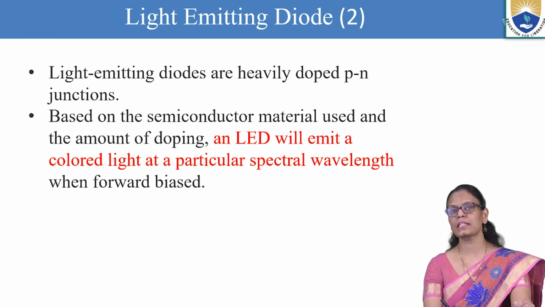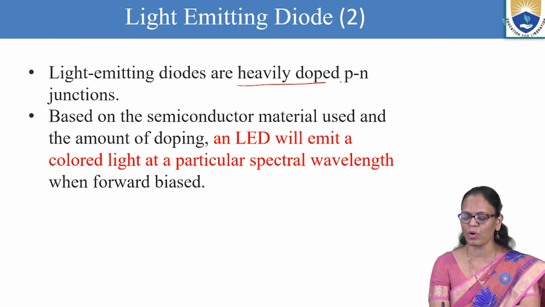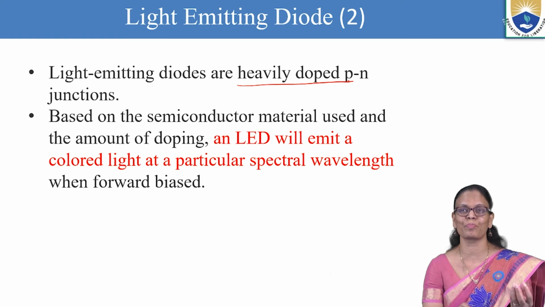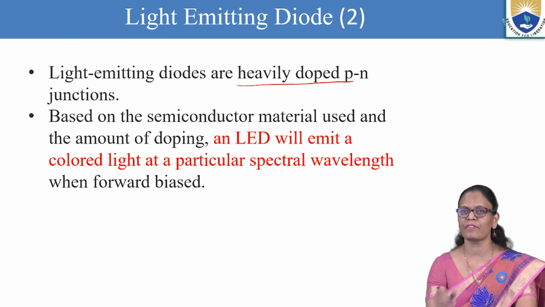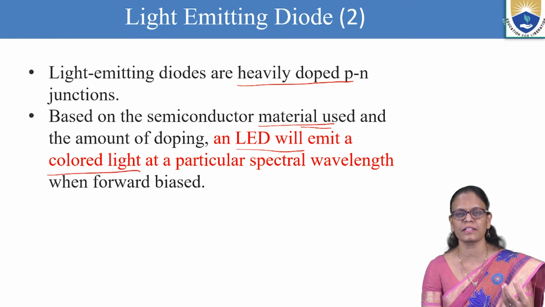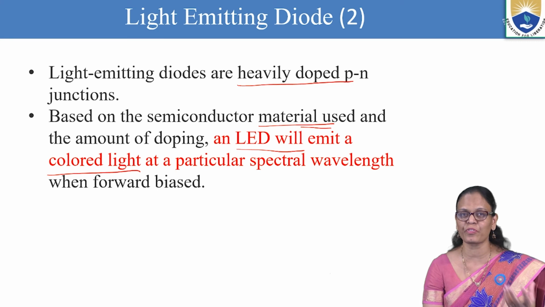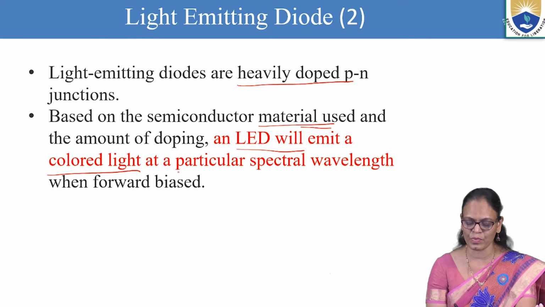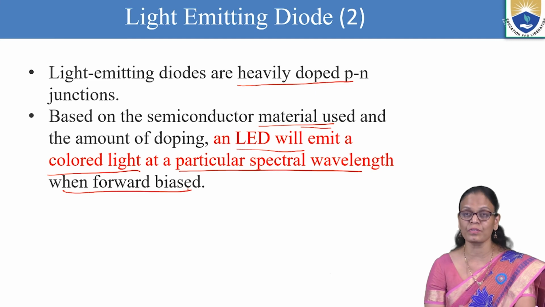Now, when we see these light emitting diodes, they are heavily doped. They are special types of PN junction diodes that are heavily doped. Depending upon the material that we are using, LEDs will emit light in different colors, because whenever we see these LEDs in the market, they are available in different colors. So how are these colors emitted, or in a given spectral wavelength, how are these colors produced? That is what we are going to discuss now.